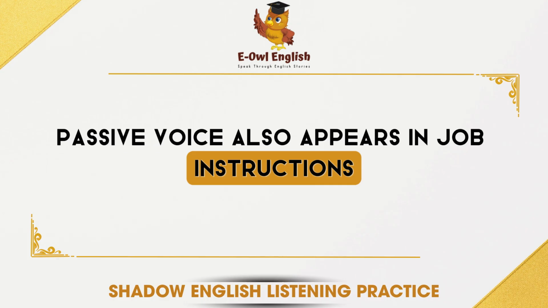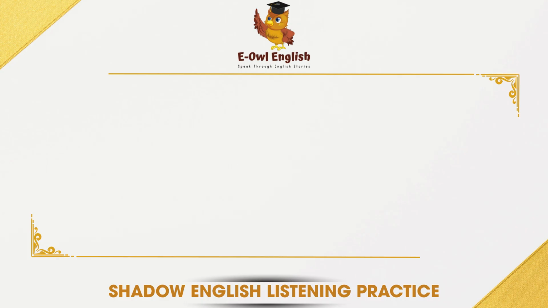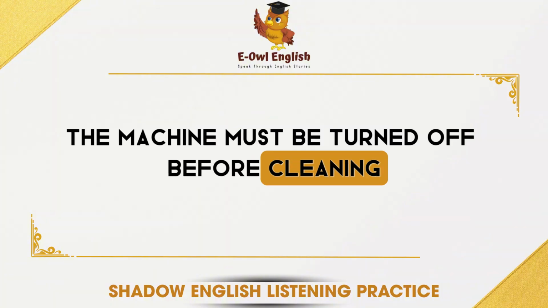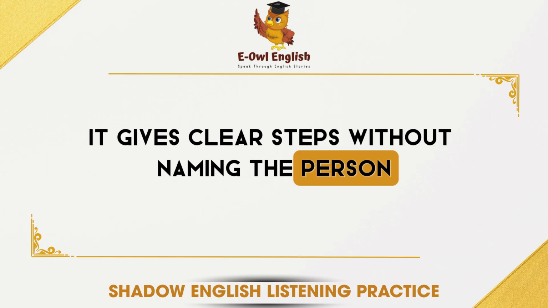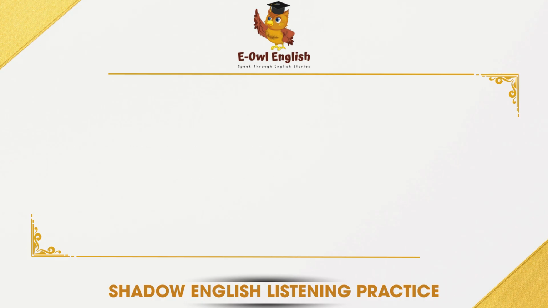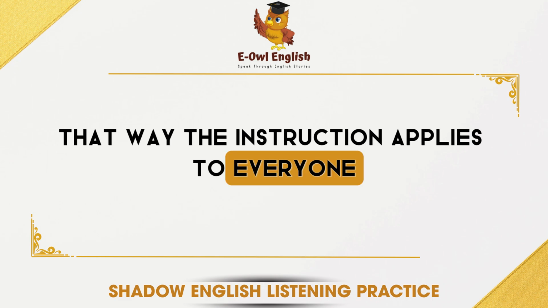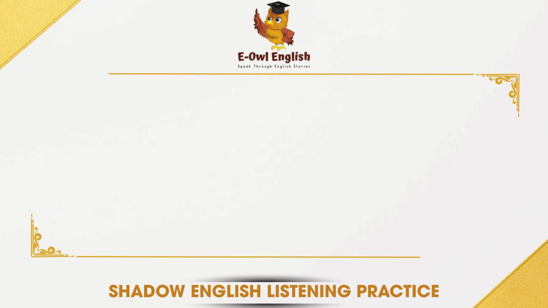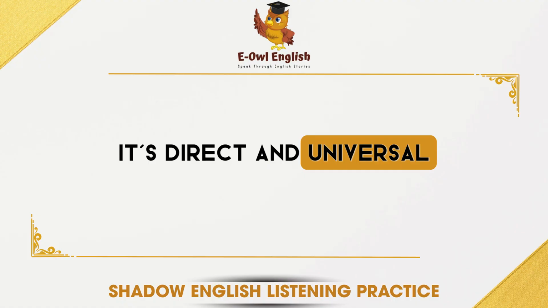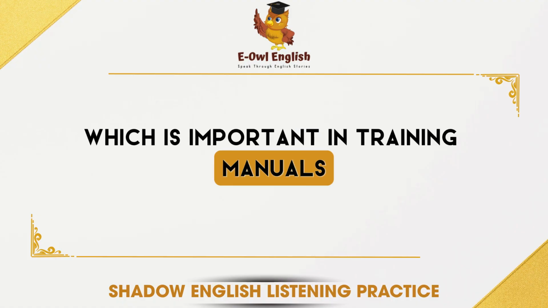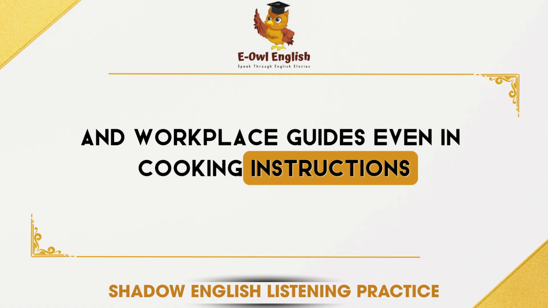Passive voice also appears in job instructions or service procedures. For example, the machine must be turned off before cleaning. It gives clear steps without naming the person. That way, the instruction applies to everyone. It's direct and universal, which is important in training manuals and workplace guides.